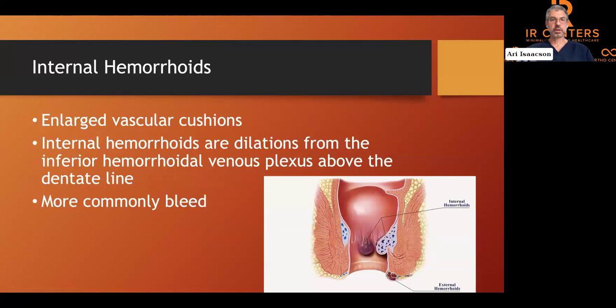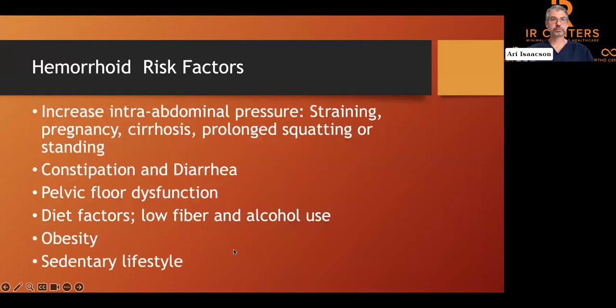These are vascular cushions or venous structures. Like I said earlier, they fill and become engorged. When they become engorged, they sag down and they can often bleed. That's really the most common problem with the internal hemorrhoids.